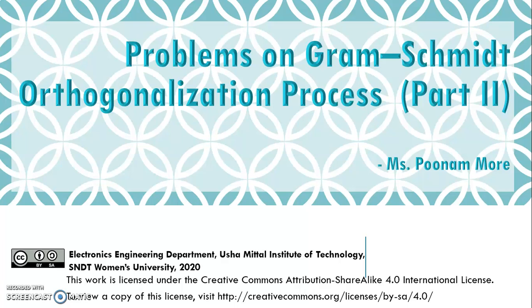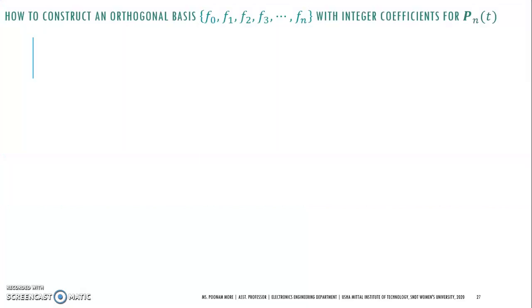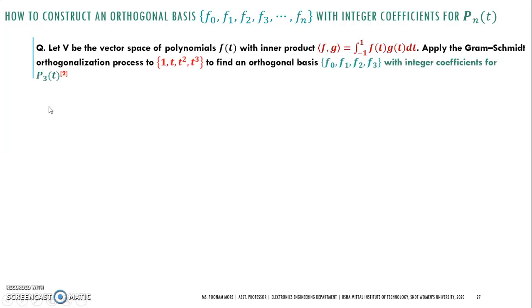Namaste and welcome to the tutorial on problems on Gram-Schmidt orthogonalization process part 2. In this tutorial, we will discuss how to construct the orthogonal basis with integer coefficients for the polynomial. So, let's start with the problem.